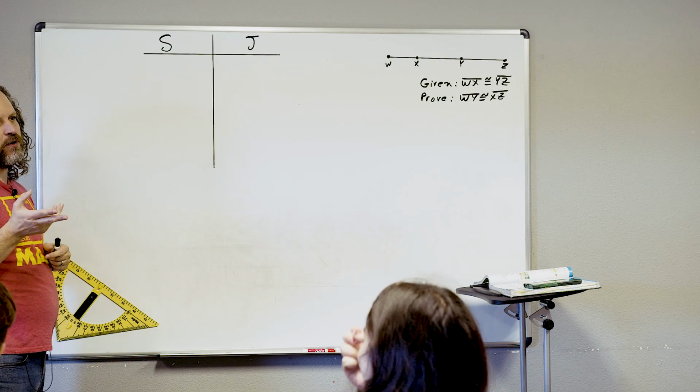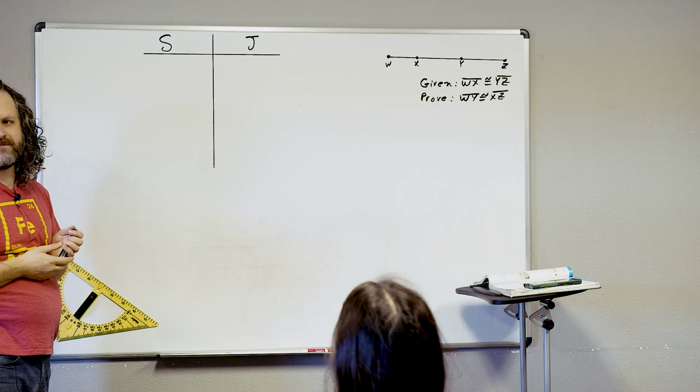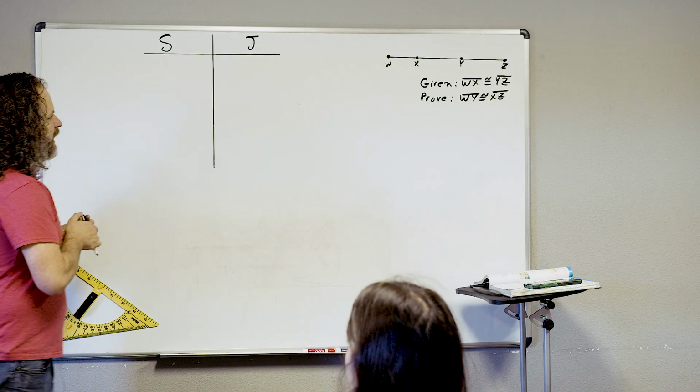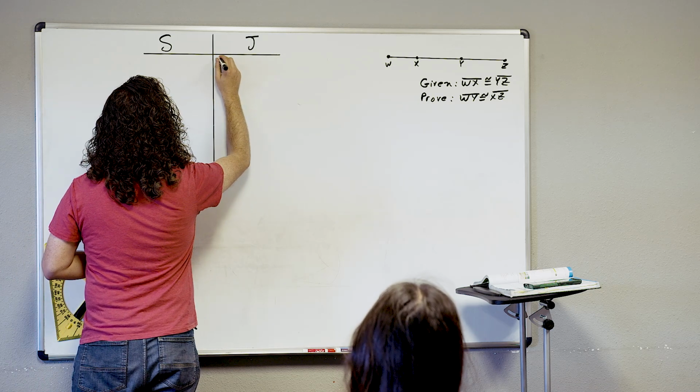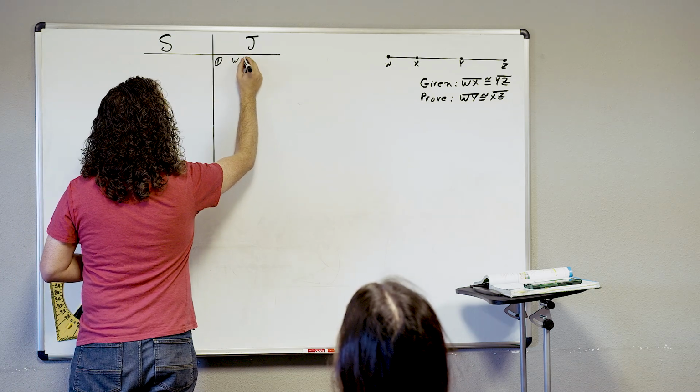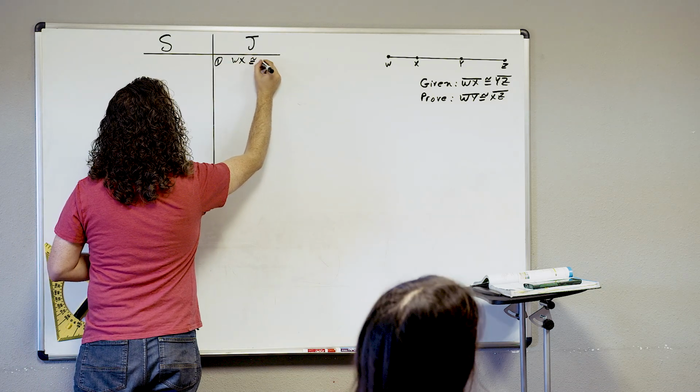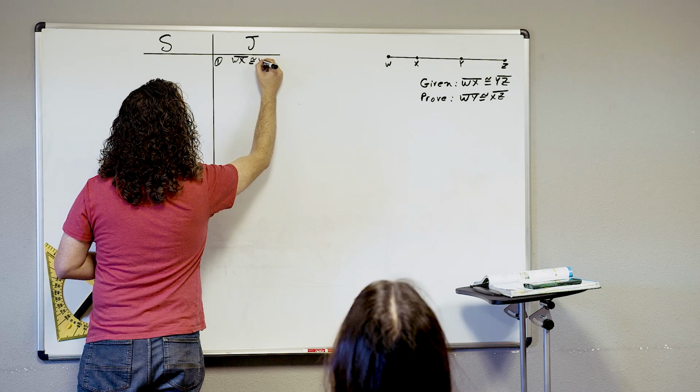What's the first line of a proof always going to be? The given, right? So we're always going to have given as our first justification. WX is congruent to YZ.